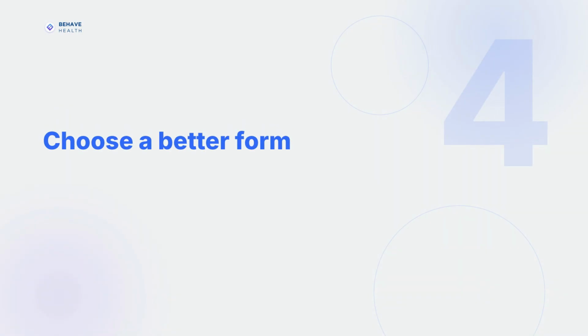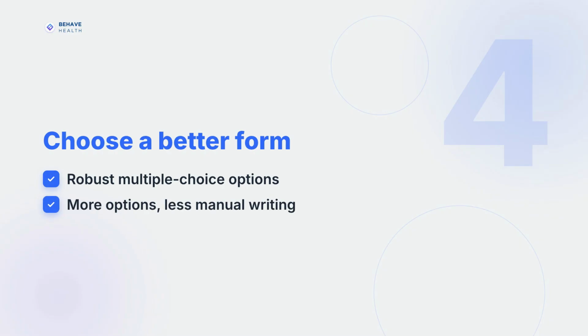Habit 4. Not all biopsychosocial forms are created equal. Look for forms with robust multiple-choice responses to questions like, what is the patient's affect? More options to choose from means less manually writing a common attribute like avoids eye contact.